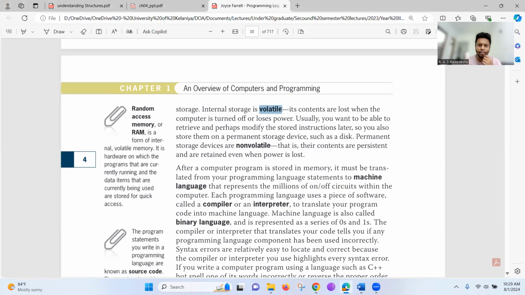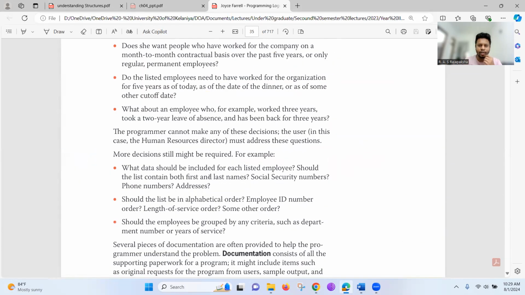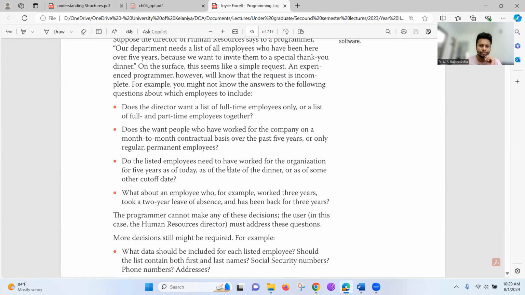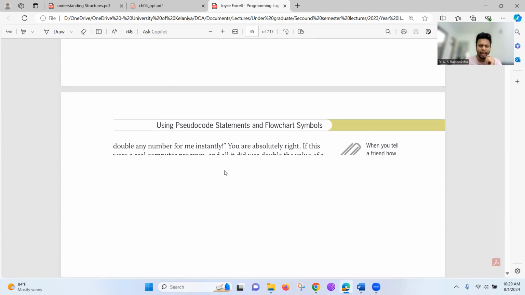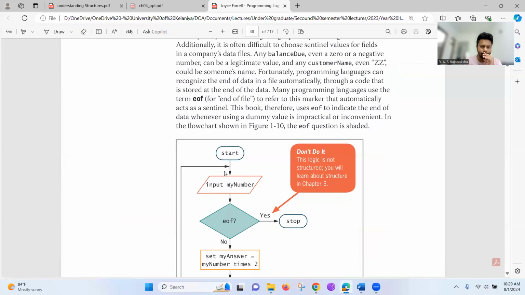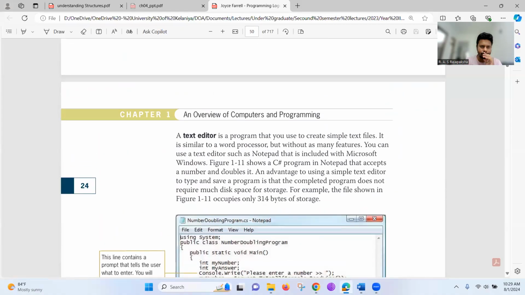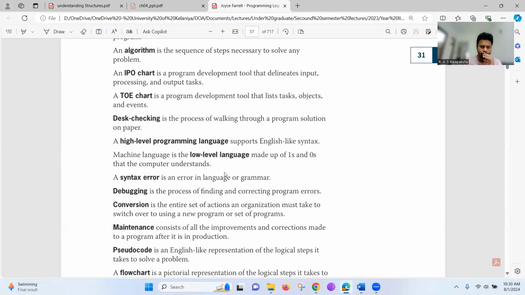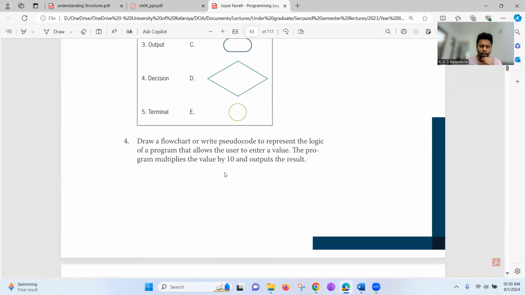Yes, can you remember volatile, non-volatile memory, all the things we discussed? This is the program development cycle. Can you remember we discussed those things? Then we can come to chapter 2. Also, you can understand everything is there, right? No need to worry. The questions are also there. If you want, you can test your knowledge.